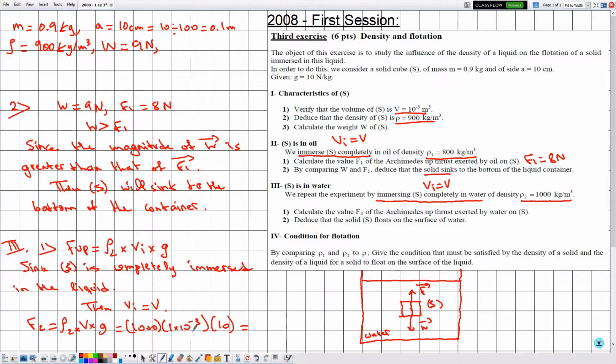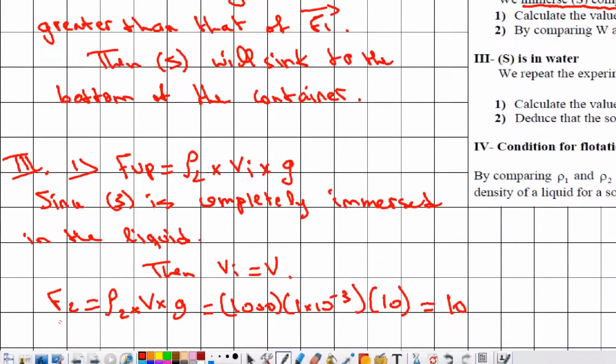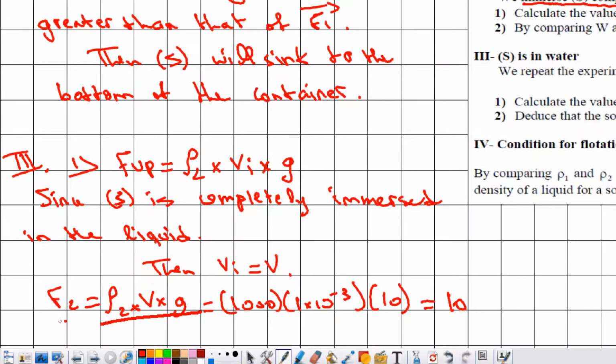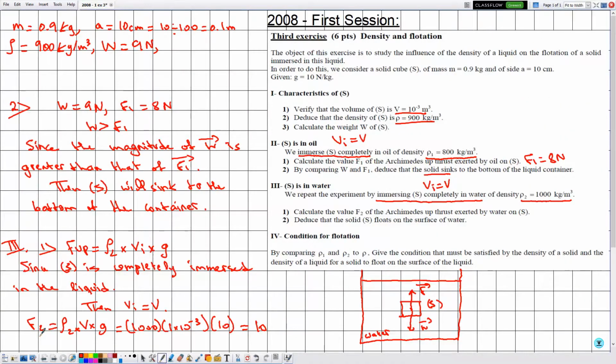Plugging this on the calculator, the value of F2 is given by 10. Since all of these quantities are expressed in the SI, the value of F2 will be expressed in the SI, which is in newtons. So the value of F2 is equal to 10 newtons. And let me write here that the value of F2 is equal to 10 newtons.